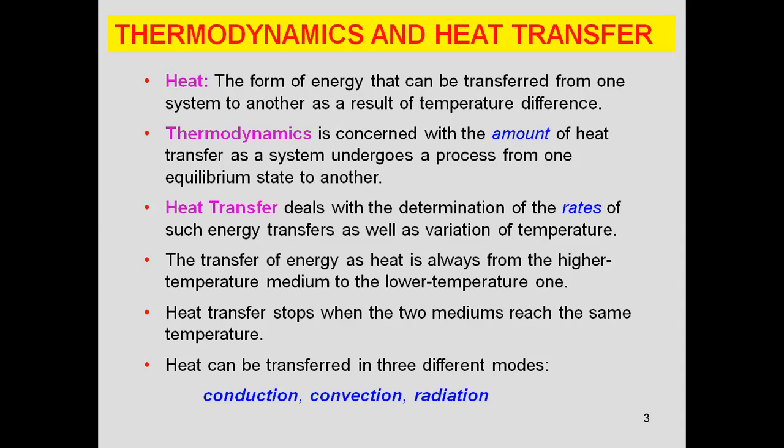For example, we have body A and body B. Body A is at 30 degrees centigrade and body B is at 20 degrees centigrade. Then heat will be transferred from body A to B, because A has 30 degrees centigrade and B has 20. Heat will be continuously transferred from 30 to 20 degrees centigrade until both bodies' temperatures become equal to one another.